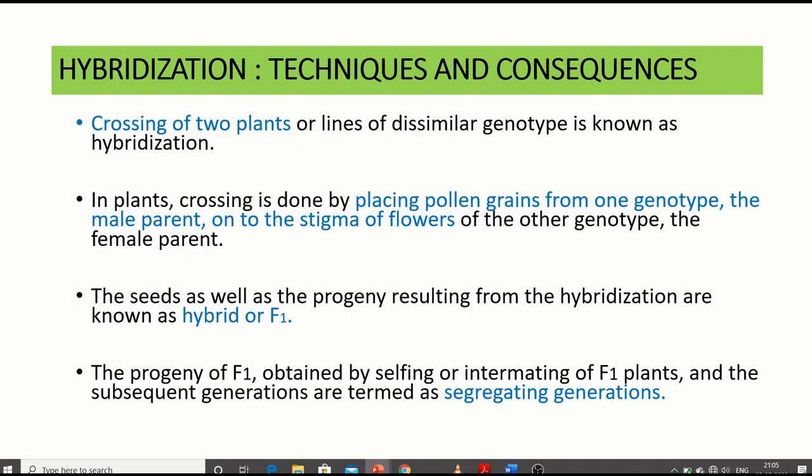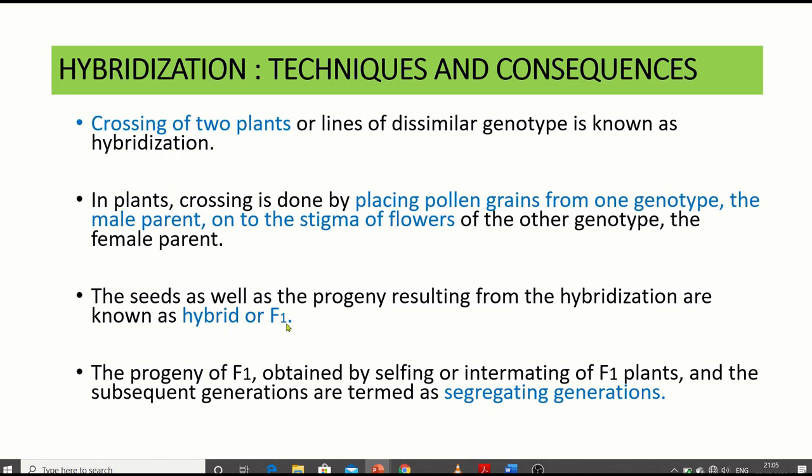Coming to the hybridization program, some of the concepts of the hybridization technique: hybridization is basically crossing of two plants, usually dissimilar or diverse plants. It is a process of placing a pollen grain of one genotype, usually called the male parent, onto the stigma of the flower of another parent called the female parent. When they are crossed, the resultant will be called the F1 hybrid.